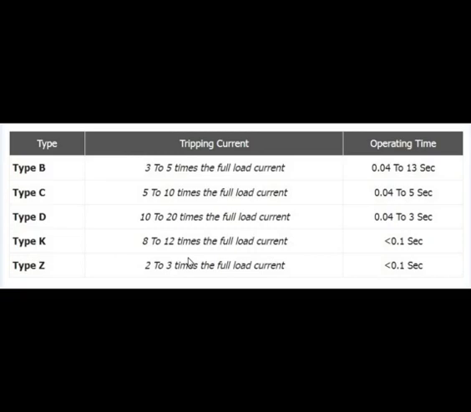K type MCB we have for loads which have high starting currents, but it normalizes after some time, and it also has some sensitivity to avoid short circuits and for overload protection. We have an operating time of 0.1 second over here. So according to this table, you can select your MCB wisely according to your load characteristics.